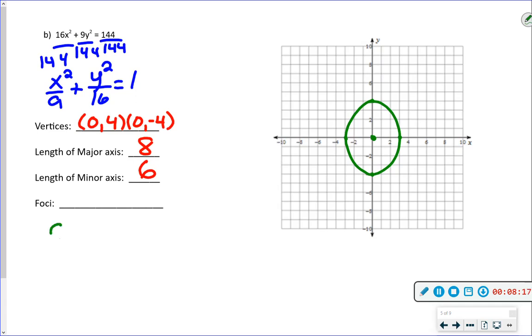And this is, you know, the only real work we have to do today is the darn foci. So I'm going to do my c squared. Again, I'm not going to be like, oh my gosh, should I do 9 minus 16 or 16 minus 9? Common sense, we have to do which way? 16 minus 9, so we don't get a negative. What is 16 minus 9?